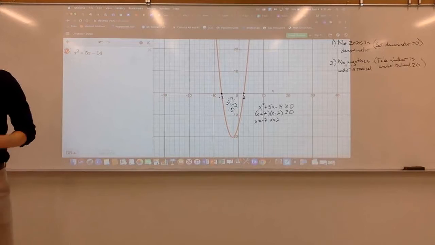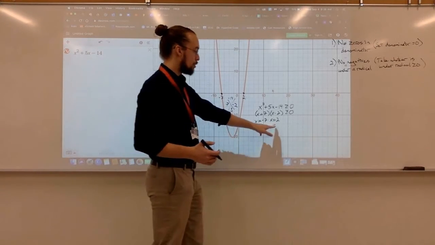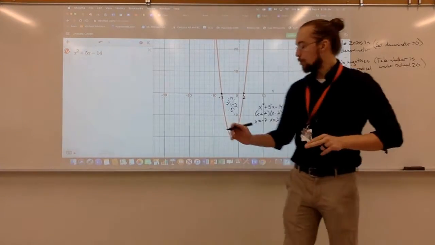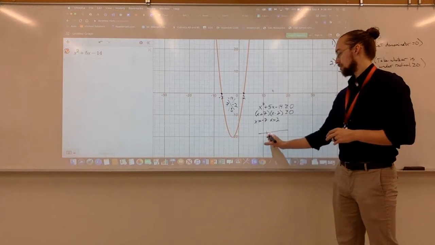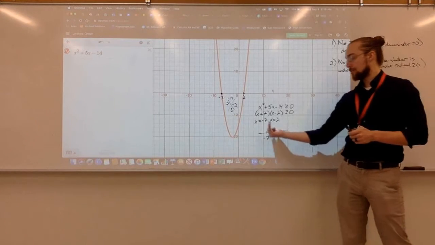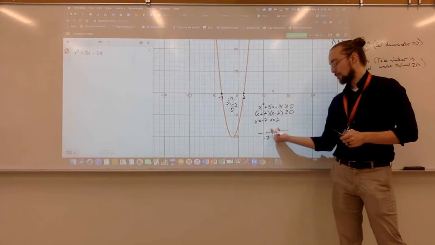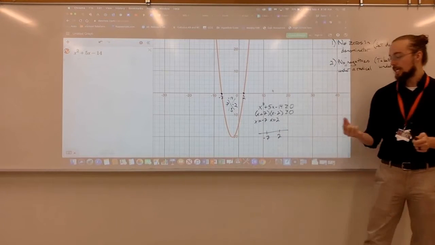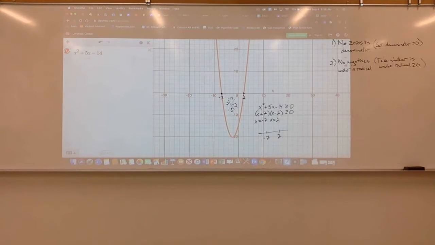So in practice, if we don't have a picture, what we do with these two values, we put them on a sign chart. And then we test a number less than -7, a number in between -7 and 2, and a number greater than 2. Is that ringing bells? No? You guys didn't do this in pre-calc?